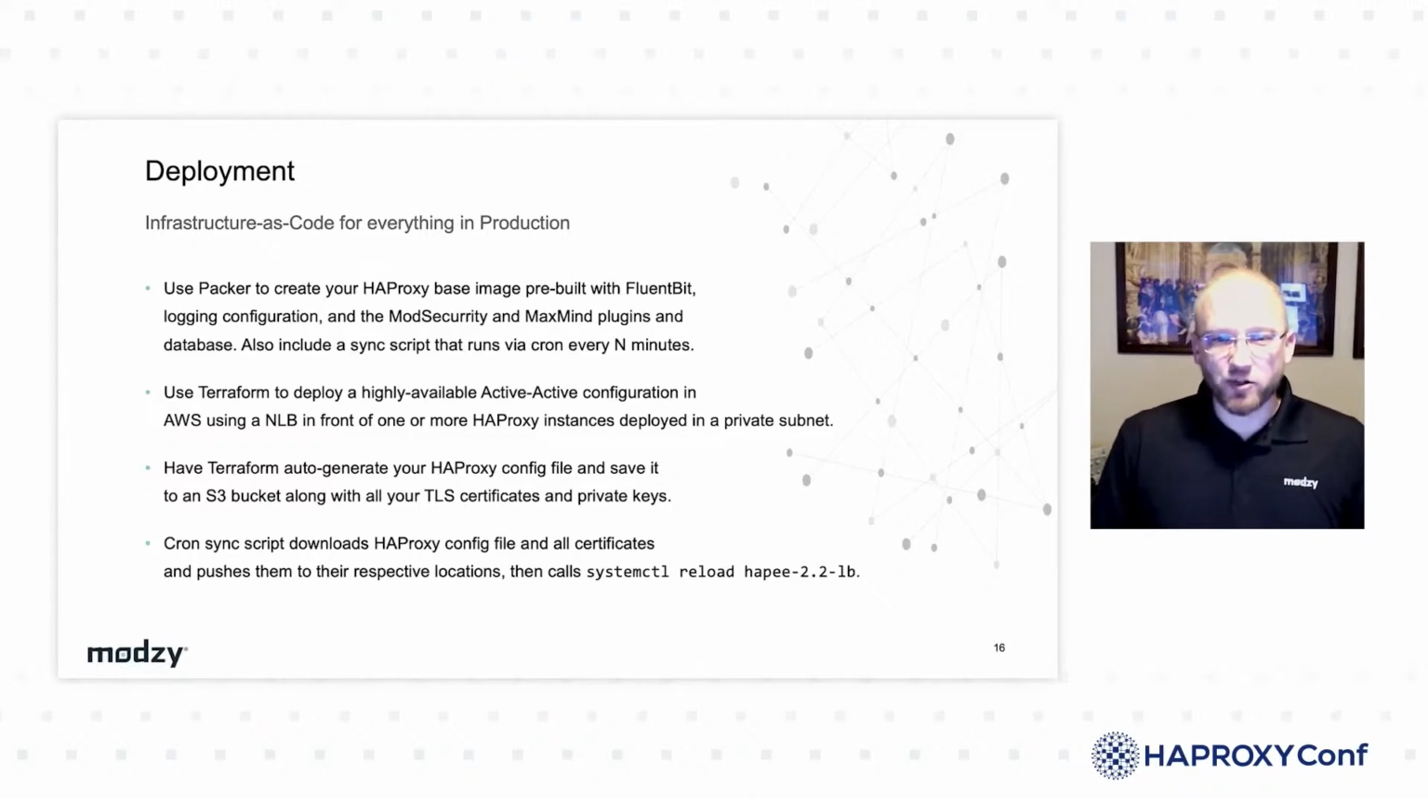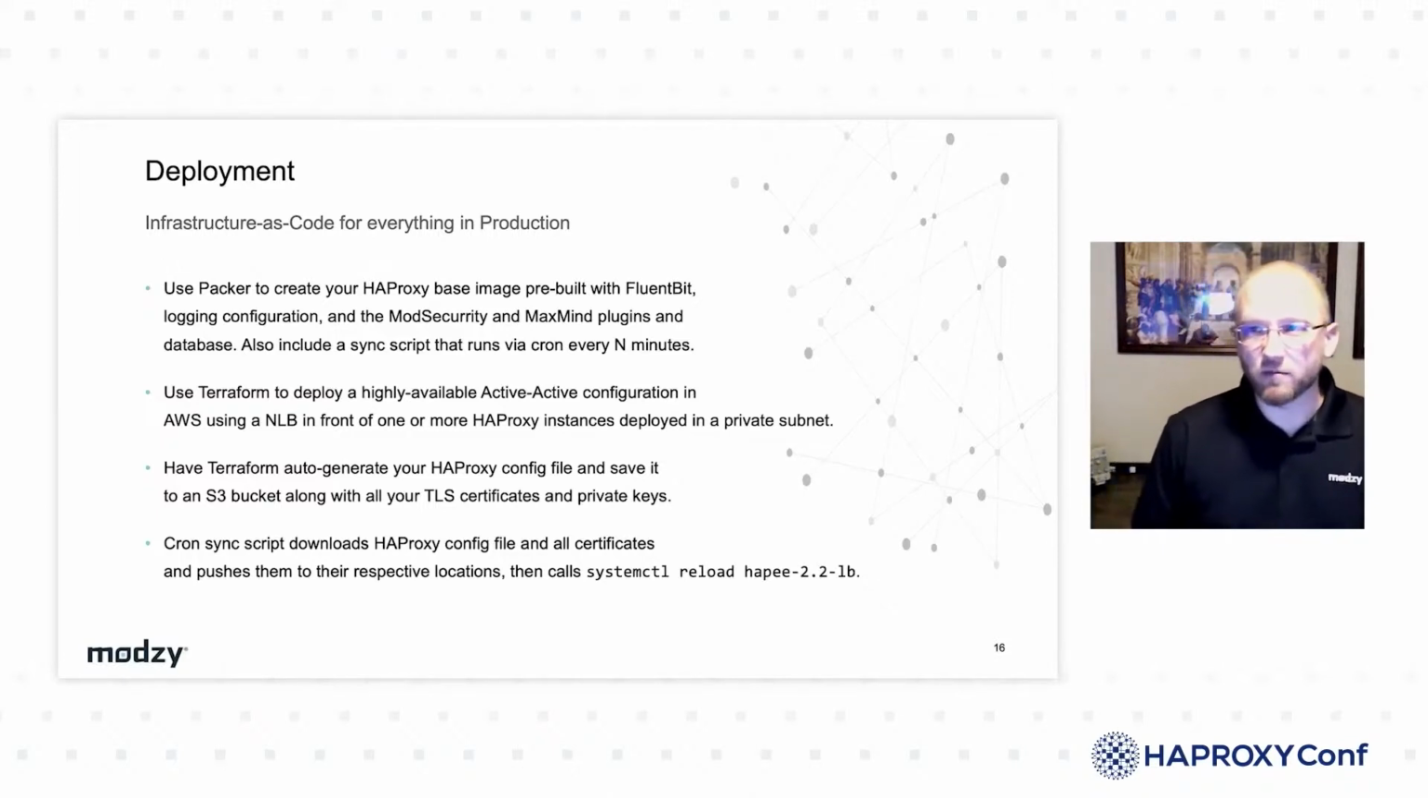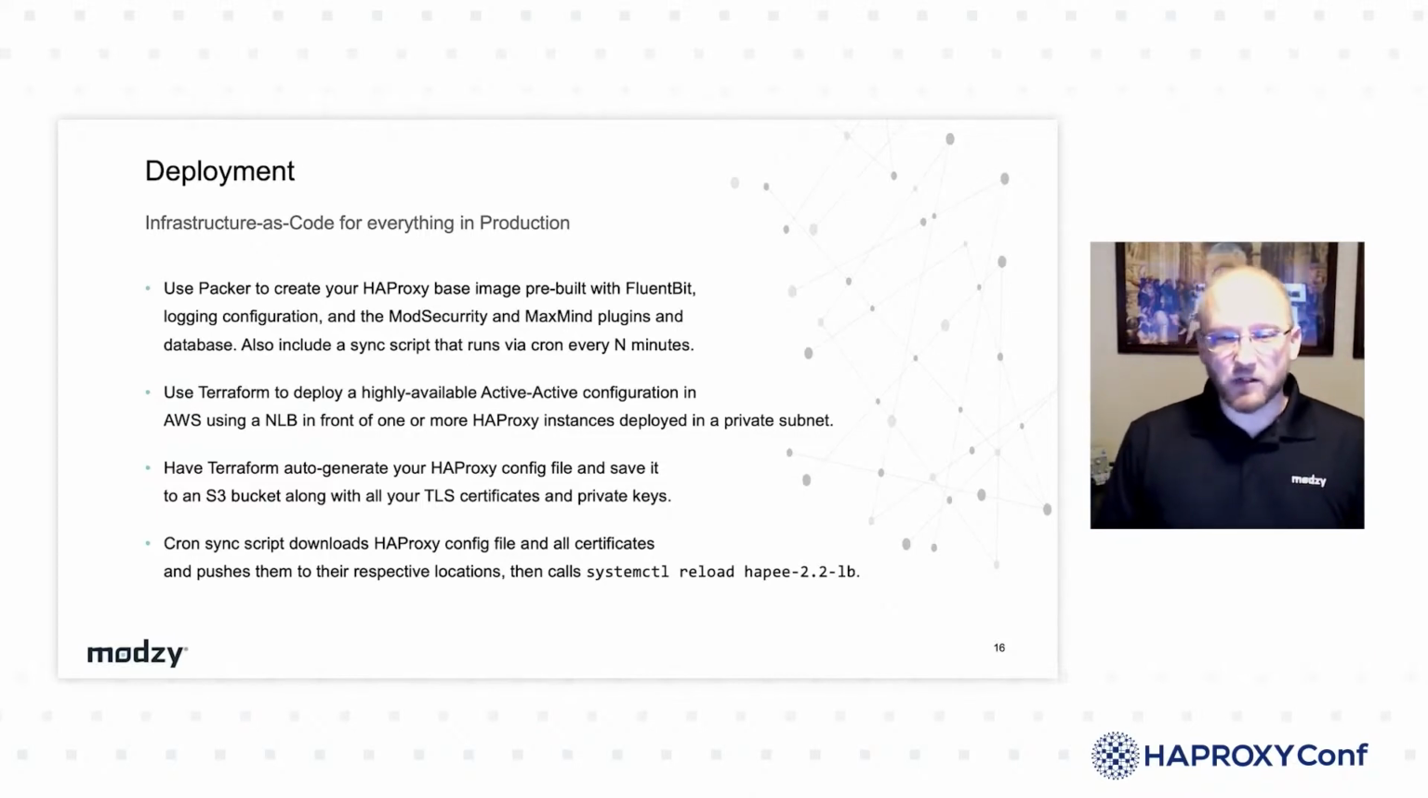Finally, we have Terraform auto-generate our HAProxy config file and save it to the S3 bucket I was mentioning earlier, along with all of our TLS certificates and private keys. In our production instance, we automatically deploy customer instances with custom domain names, and so our configuration updates all the time. And so in order for the configuration to automatically reload itself, Terraform, whenever it does a new deployment, will push all of the new information into an S3 bucket. And then the cron job script will run every few minutes and check to see if there's anything new.